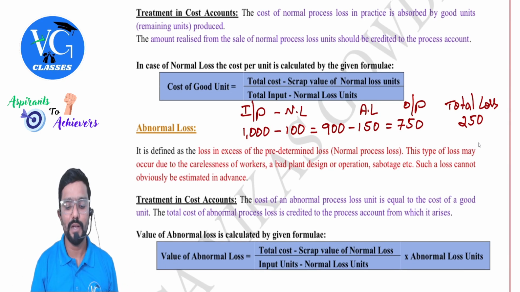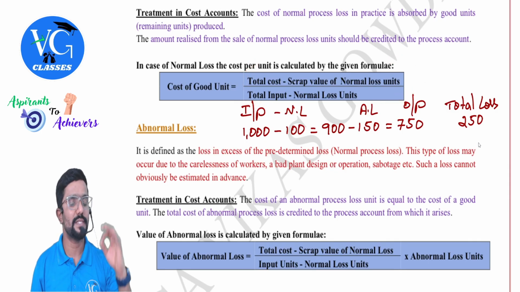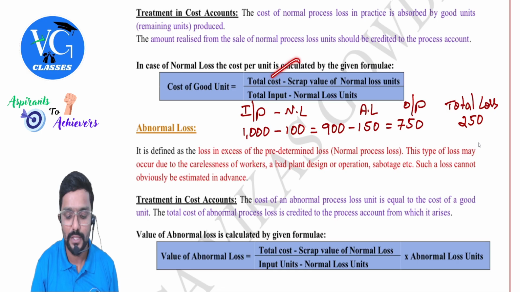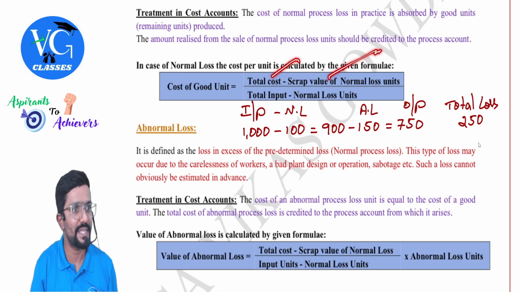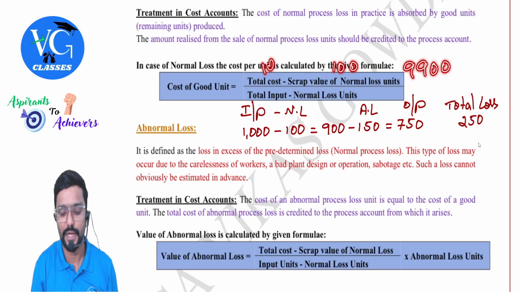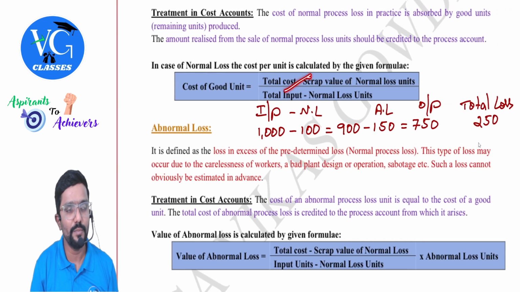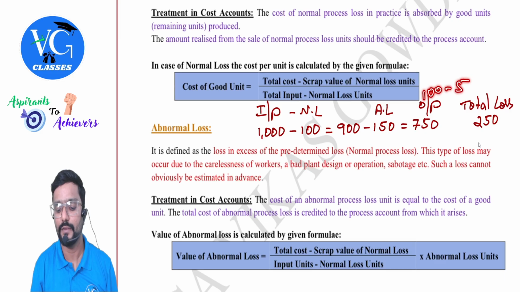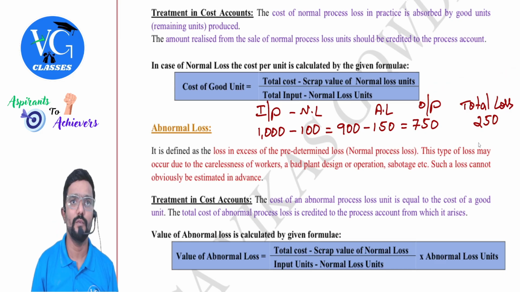So after considering normal loss, how do I calculate the cost per unit? Very simple. Take the total cost minus the scrap value of normal loss units. In my example, it was 10,000. So 10,000 minus 100 gives 9,900, divided by total input minus normal loss units. That is 100 minus 5, which is 95.